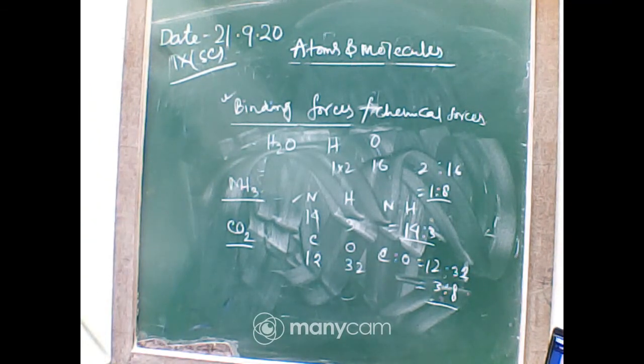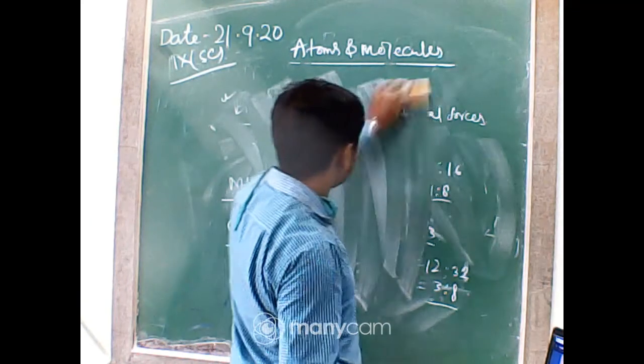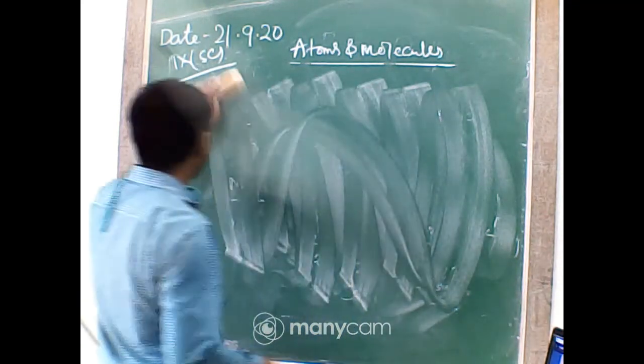Now coming to the next part, there is an activity given. The activity tells about the element, ratio by mass, atomic mass, and mass ratio, and the simplest ratio, that is 2:1 in case of water. Now what is an ion? What is an ion?